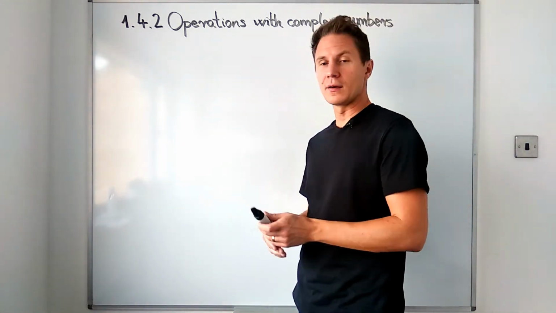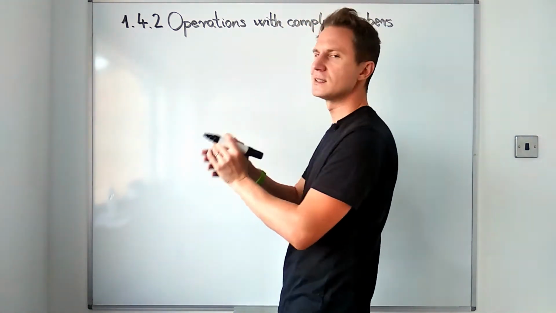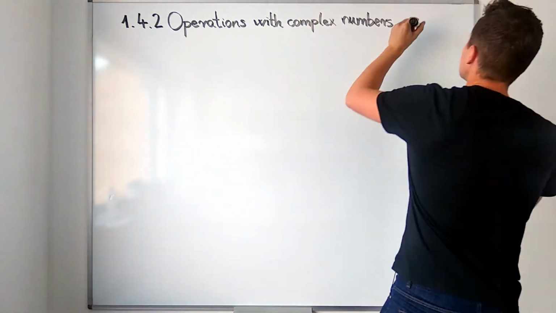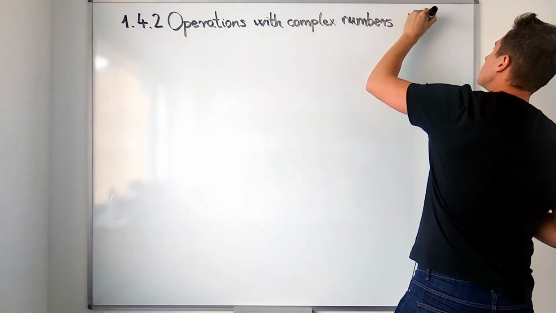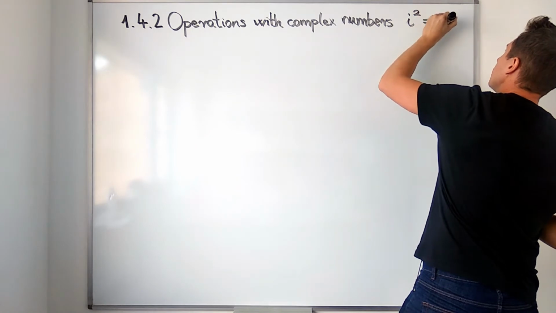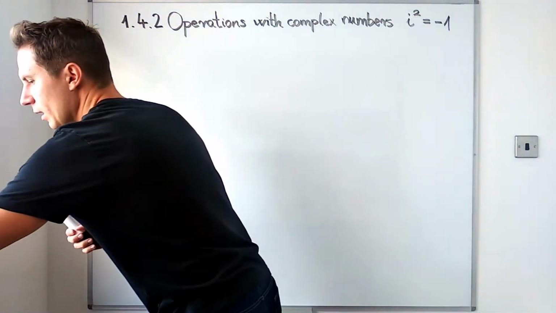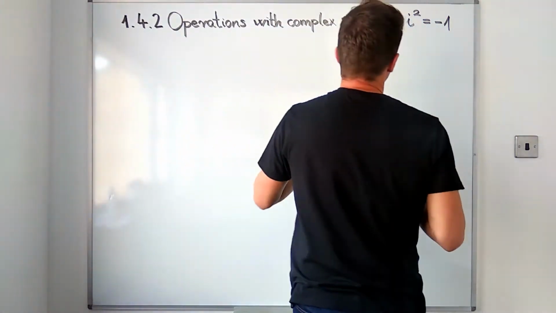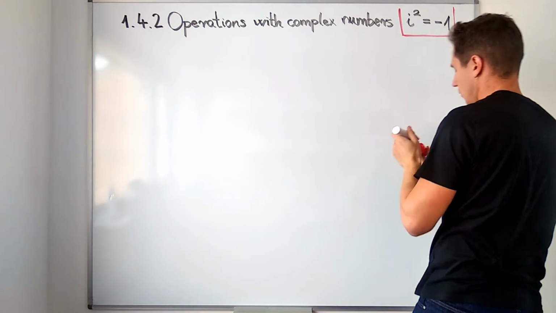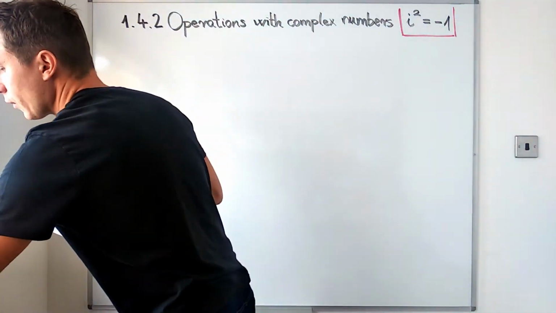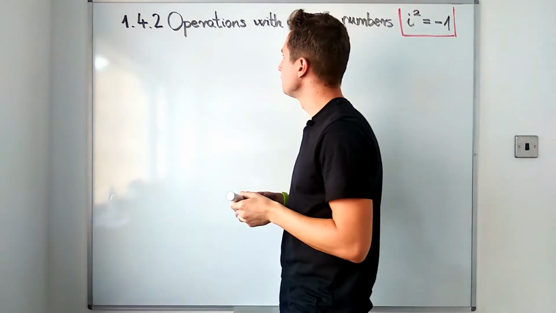The only thing that you have to keep in mind when calculating with complex numbers is this single rule that i, the imaginary unit, squares to -1. It's the only thing we have to keep in mind, but it's very important when we are calculating with complex numbers. Okay, the rest of the calculations will be just like with real numbers.